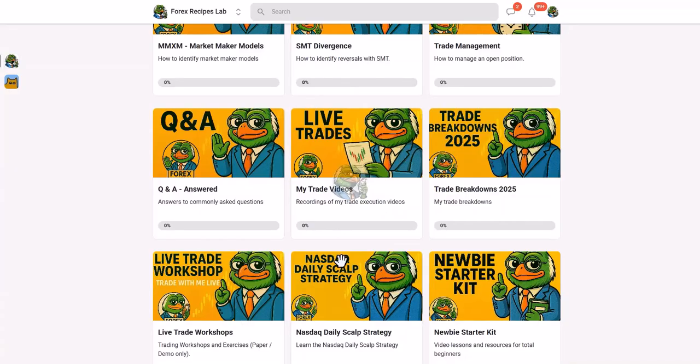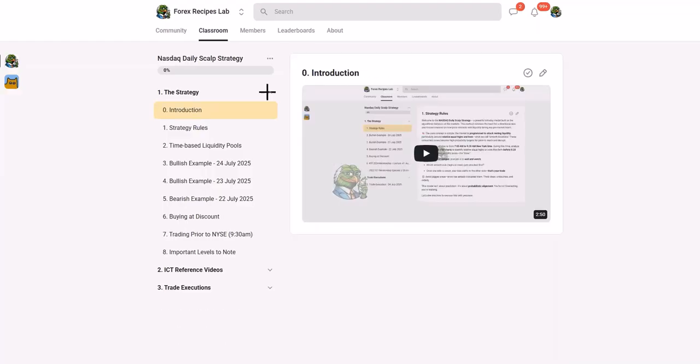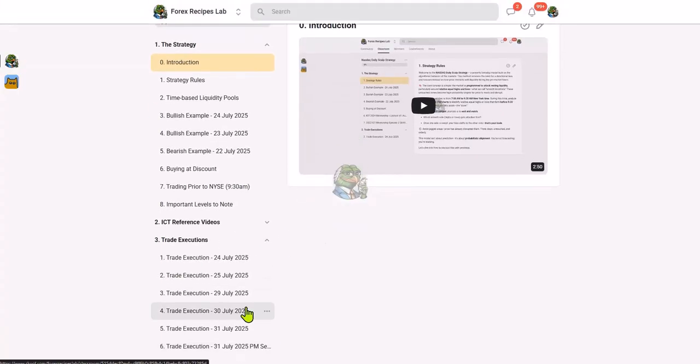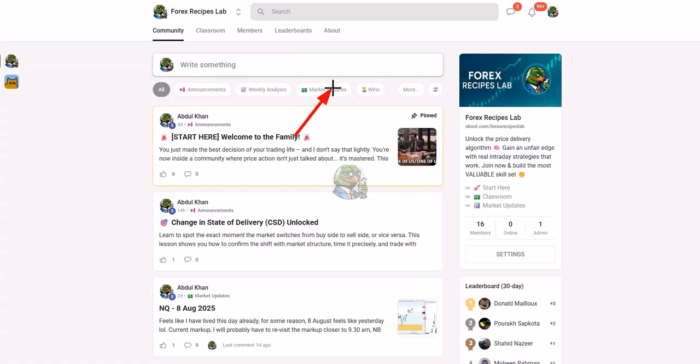Go into there, and in here, make sure you watch all the different rules that I have put together that talk about all the rules of the strategy with all the examples, so that you know exactly how to trade with this strategy and engage with price. Go into all the different trade execution videos. So make sure you go through all the lessons so you know exactly how the strategy works, and then come back into the community tab, and go into the market updates channel.